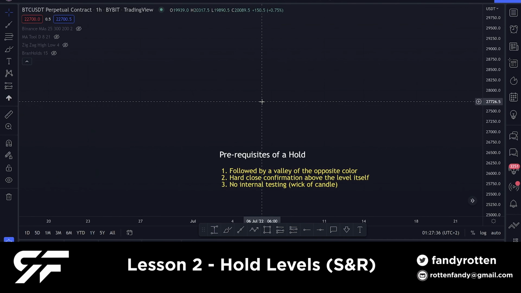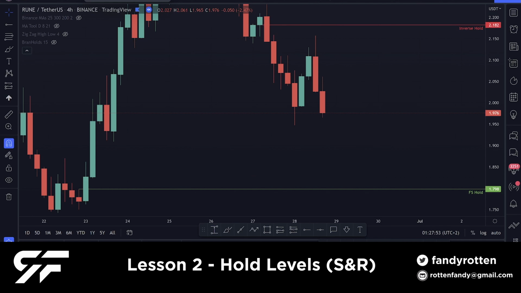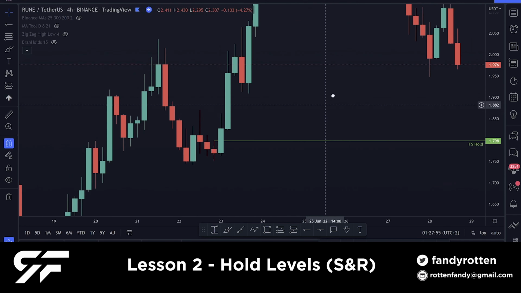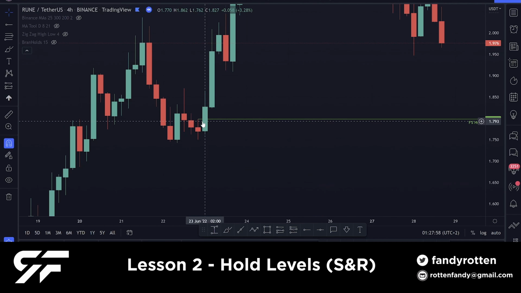It has to be followed by the opposite color valley. Okay, what is the second prerequisite? A hard close confirmation above the level itself. Or if it's a resistance, also referred to as an inverse hold, it has to be below it, right? So as you guys already know from the previous lesson, what is a hard close? A hard close in this case will be a green candle close of the body above it, right? So in other words, this is the confirmation. This guy is the confirmation for this hold level to be a valid hold, okay?